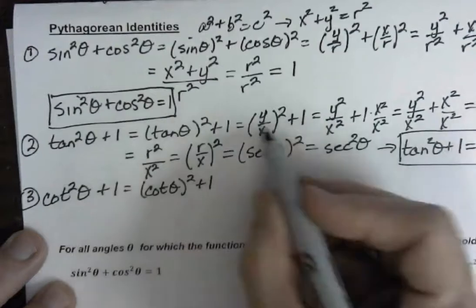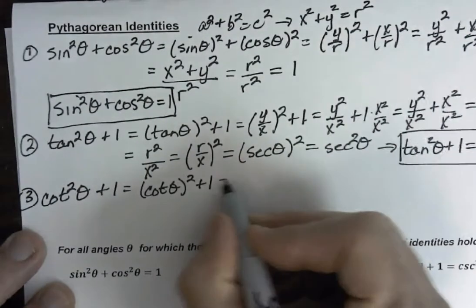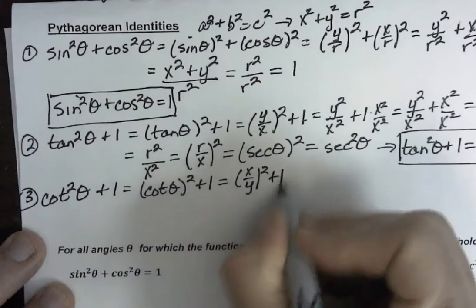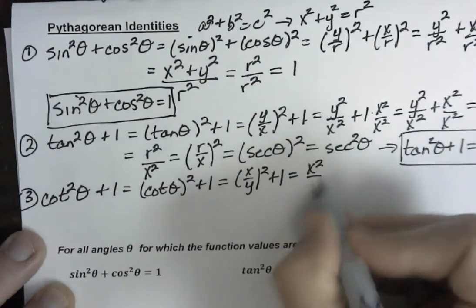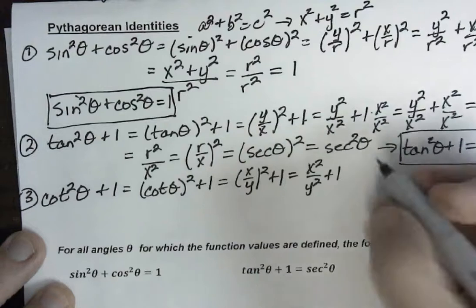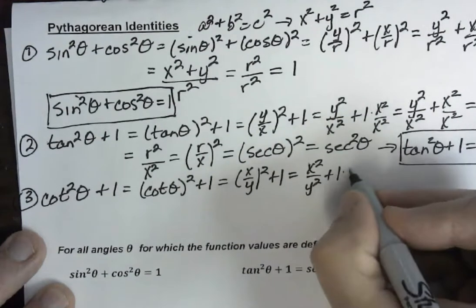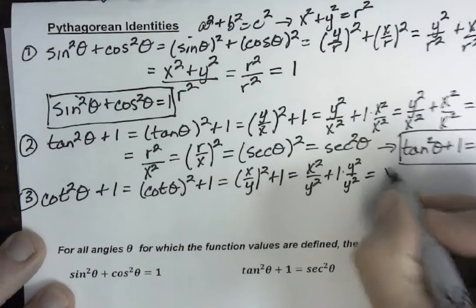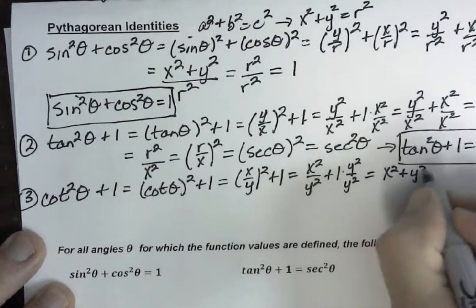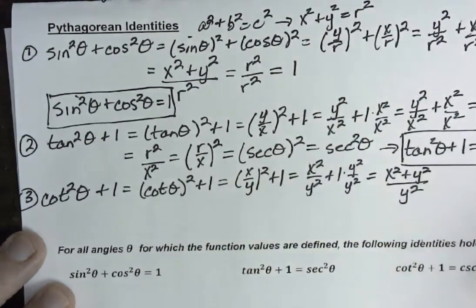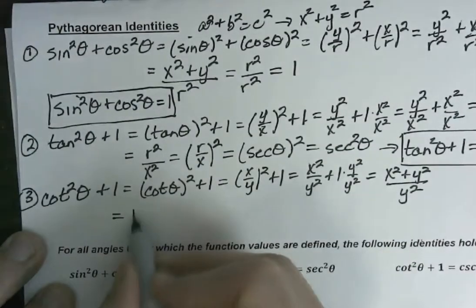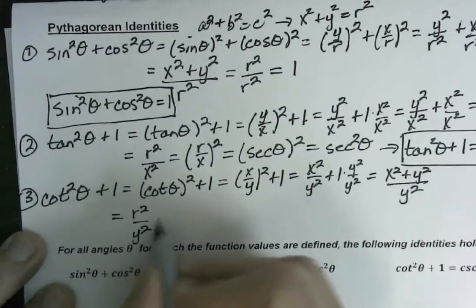What we do here is going to look a lot like what we did up here. We're going to rewrite cotangent as x over y. That gives us x squared over y squared plus 1. Then we're going to get a common denominator. This time it's going to be y squared. So we end up with x squared plus y squared over y squared. That would give us r squared over y squared.